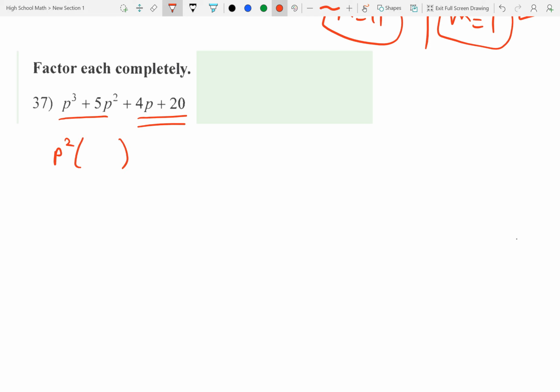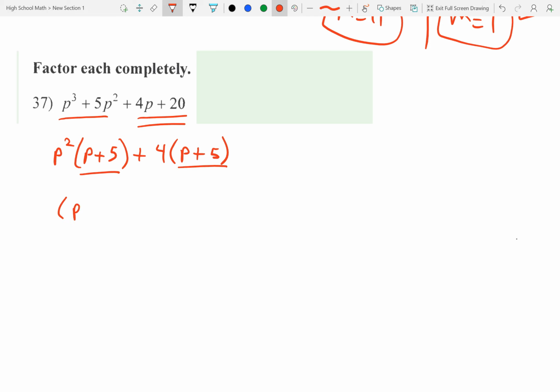So factoring a p squared out of both these terms. P cubed divided by p squared is a p, because p squared times p to the first is p cubed. Plus 5p squared divided by p squared is 5. If you distributed, p squared times p is p cubed, p squared times 5 is 5p squared. Plus the GCF between these two terms is 4. 4p divided by 4 is p. 20 divided by 4 is 5. Now you can see both of these have this common binomial factor of p plus 5.